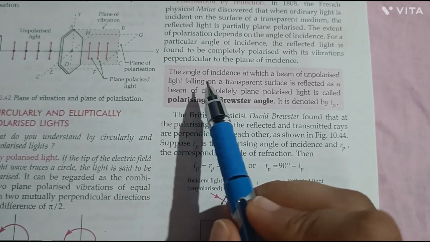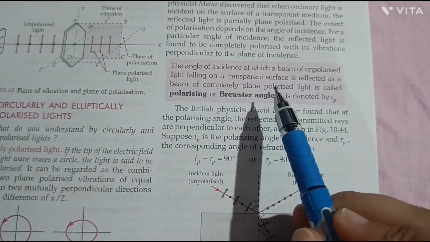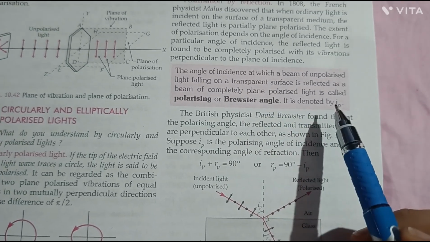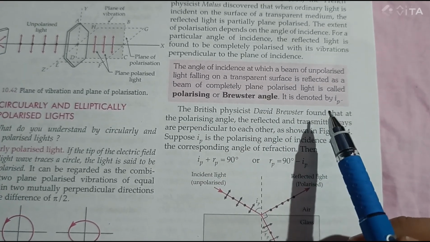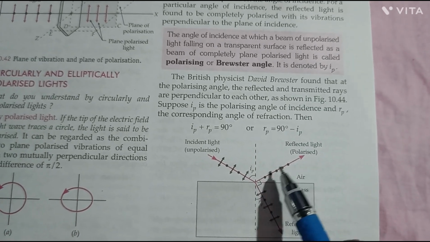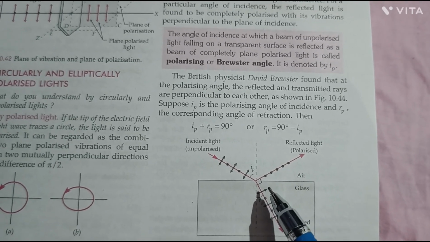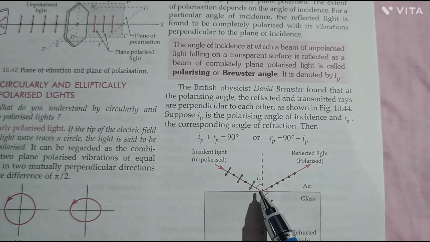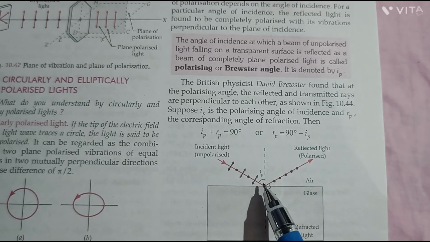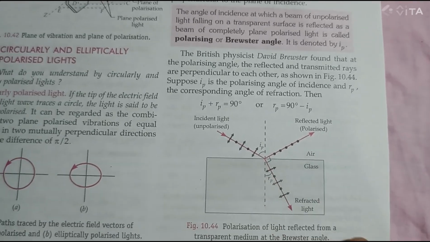If you look at the definition, the angle of incidence at which a beam of unpolarized light falling on a transparent surface is reflected as a beam of completely plane polarized light is called the polarizing angle or the Brewster's angle. The second part that you have to remember is that the reflected light and the refracted light are both perpendicular to each other. So there are just two things you need to remember. First, you have to fix some angle of incidence at which the reflection will be polarized. Only that angle is called the Brewster's angle. Secondly, the reflected and the refracted rays are perpendicular to each other.